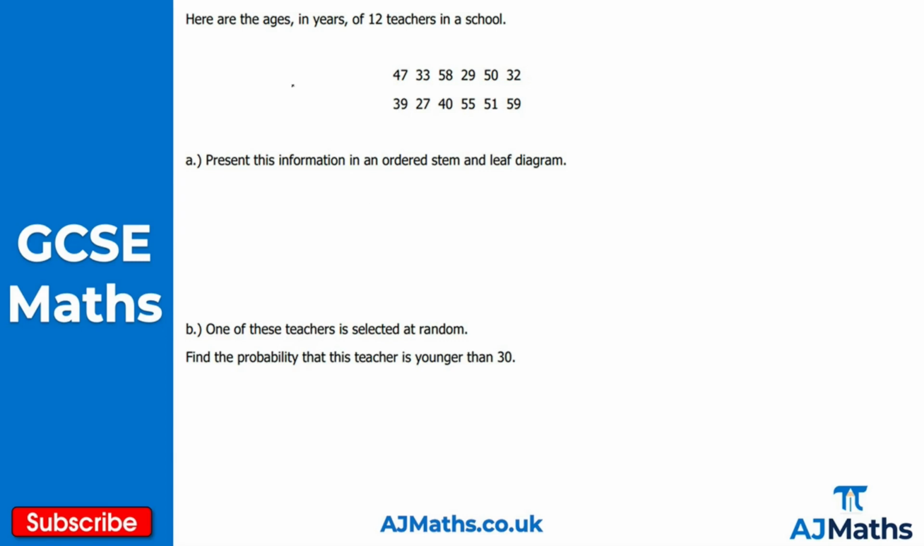So what I've got here are the ages in years of 12 teachers in a school. Again, we want to present this as an ordered stem and leaf diagram, so we need to order this data. So what's our smallest value here? 27? Yeah, 27. So 27 is the smallest value. Taking this off as we go. We've got 29 here. That's the next one.